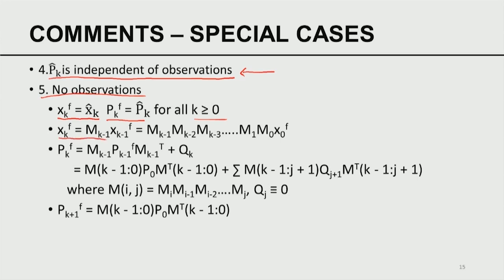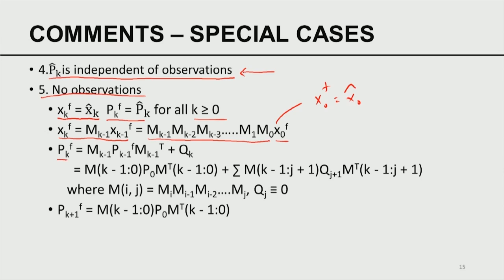The forecast itself is generated from the previous forecast. So the forecast at time k is M_{k-1} times x_{k-1}^f, because there is nothing else. That essentially tells you x_k^f is equal to the product of all the matrices times the initial forecast. But the initial forecast is the initial analysis. Therefore, x0f is equal to x0 hat. And what is x0 hat? It is the mean of the initial distribution.